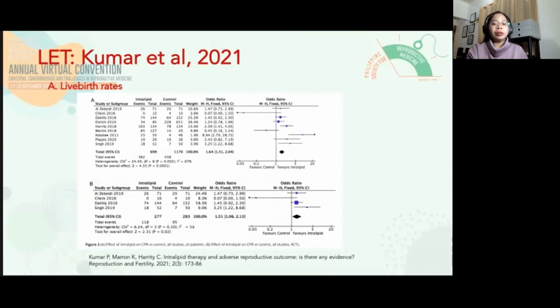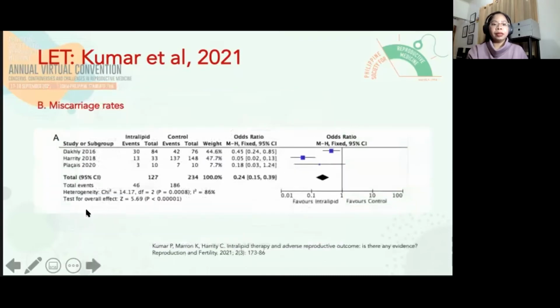And when they removed all the cohort studies, only 4 RCTs remained, and the outcomes are very similar to this forest plot, where they see a statistically significant improvement in the clinical pregnancy rate, even with just the RCTs remaining. Now, in terms of miscarriage rates, there is a significant decrease in the miscarriage rates for patients who were given intralipid therapy versus the group of patients who were not given immunotherapy.